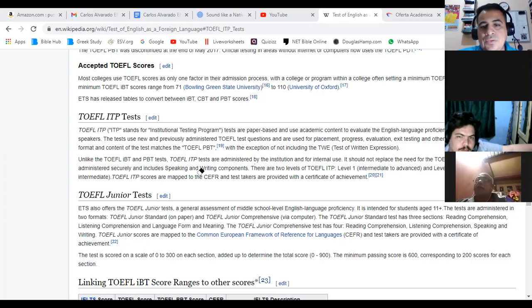Okay. Now, chicos, no sé qué examen van a tomar. No sé exactamente qué opción ustedes elijan, pero solo les estoy enseñando la diferencia. Okay. Ya que el curso de nosotros se enfoca en el IBT, porque es el más completo, pues vamos a hacer la parte de writing and speaking y todo lo demás.